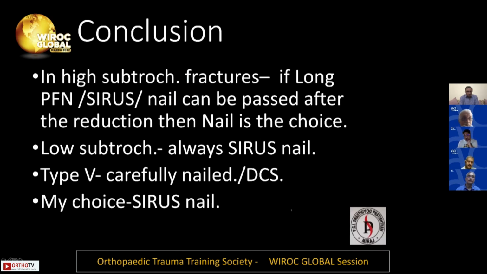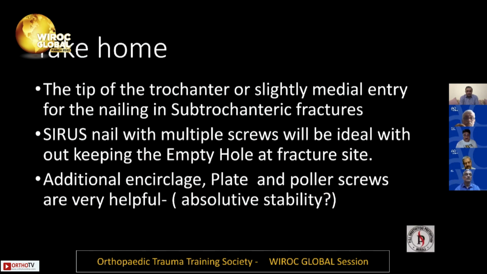So in conclusion, in a high subtrochanteric fracture, if a long PFN or Cyrus nail can be passed after reduction, the nail is the choice. A low subtrochanteric fracture is the nail again. But whenever there is a possibility, nowadays I don't use any DCS anymore; most of the time I use a nail plate combo, which gives very good stability, especially in this load area where you expect complications like non-unions, with a very high rate for a single plate or single implant. So a combo type of fixation may be the choice.